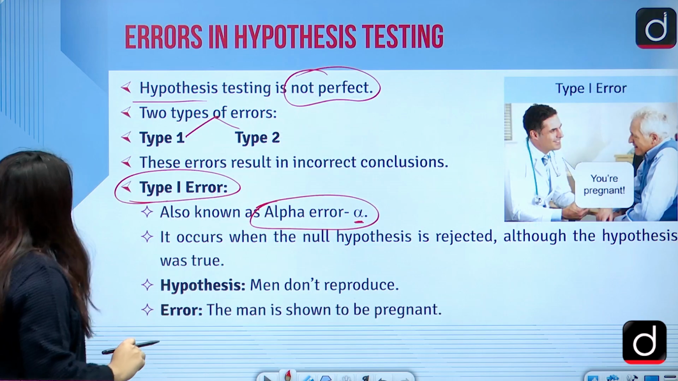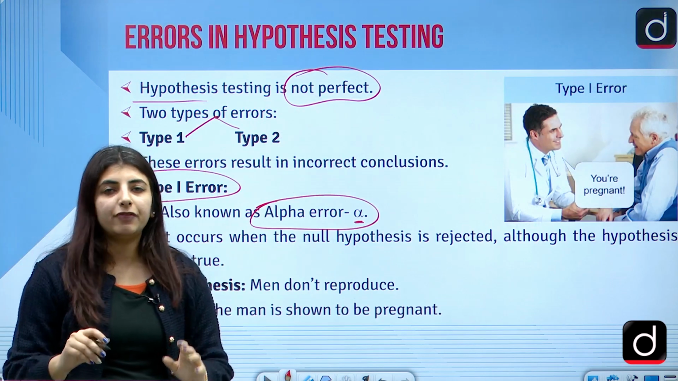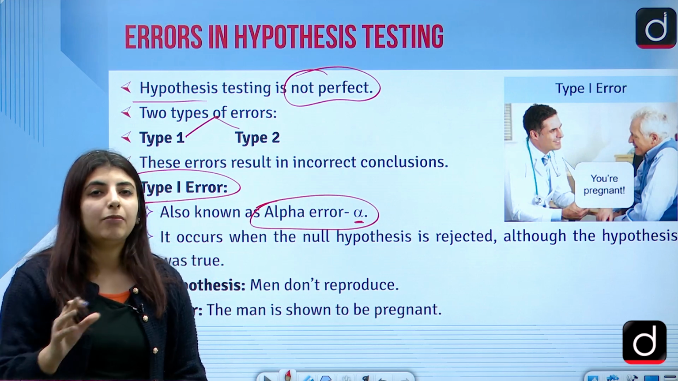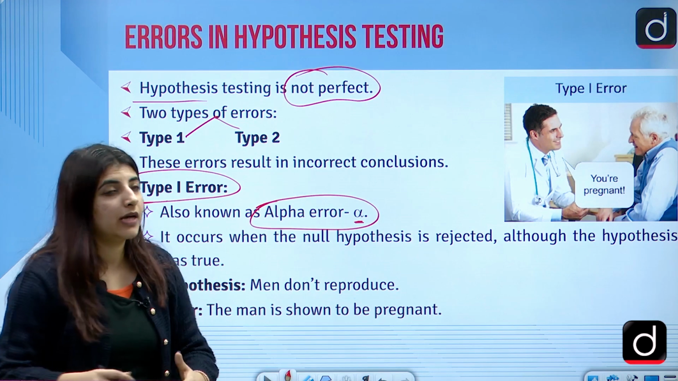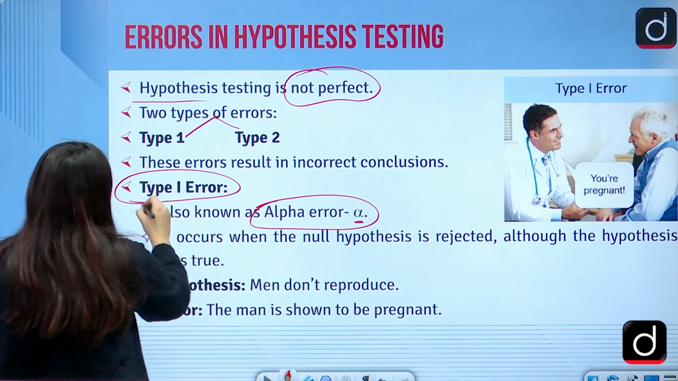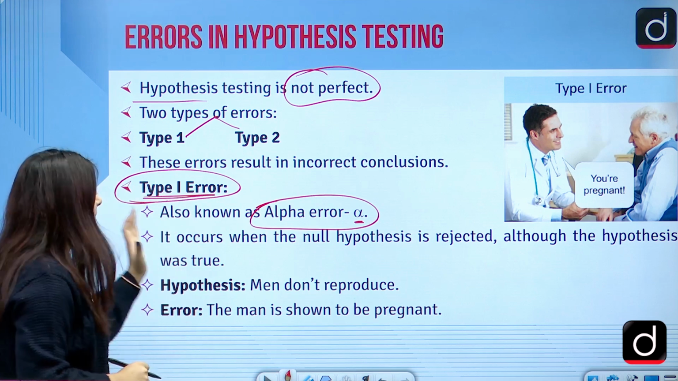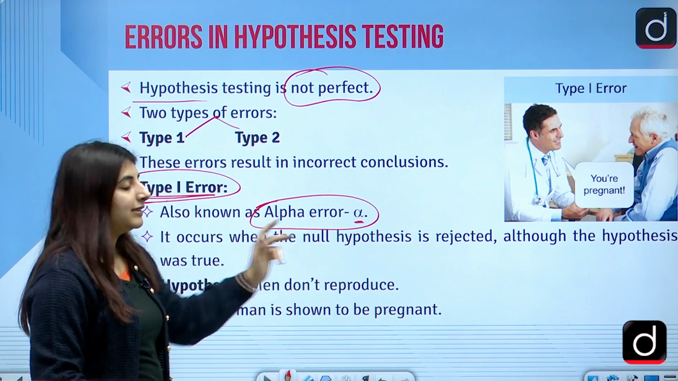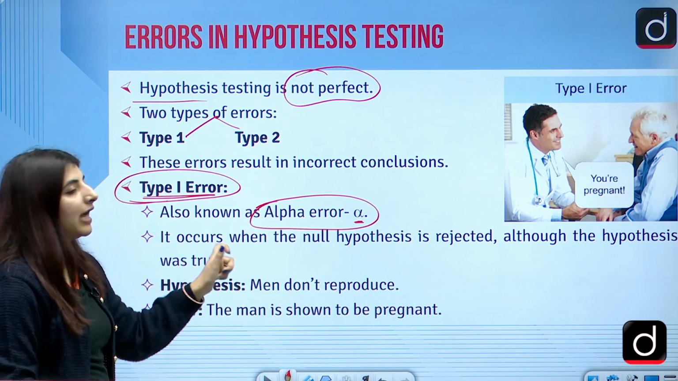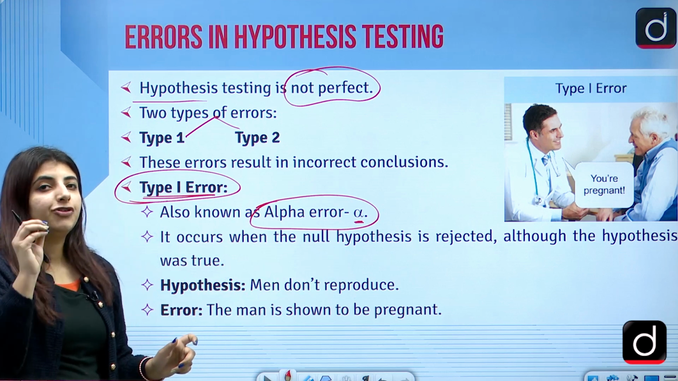Correct? Moving forward, there are two types of error. When a person commits type 1 error, what happens? And when a person commits type 2 error, what happens? First of all, we will do type 1. When type 1 error is committed, as I told you, it is also known as alpha, represented by the alpha symbol. It occurs when the null hypothesis is rejected, although the hypothesis was true.